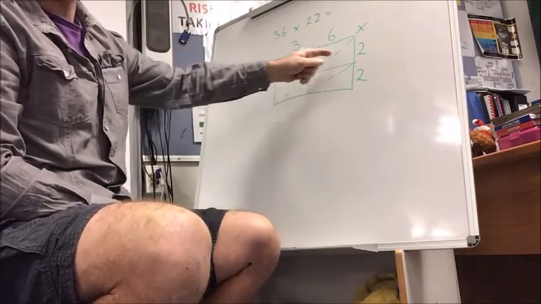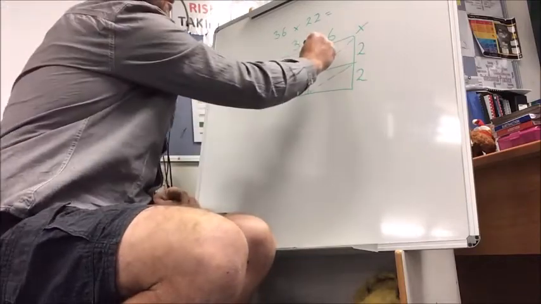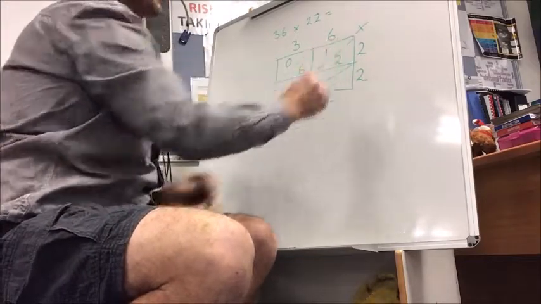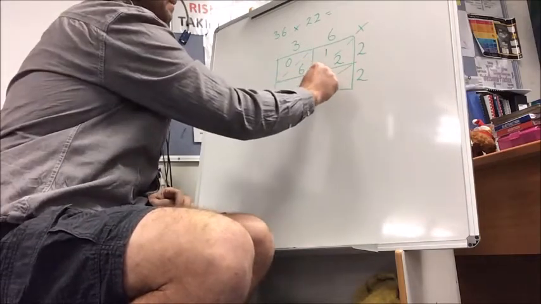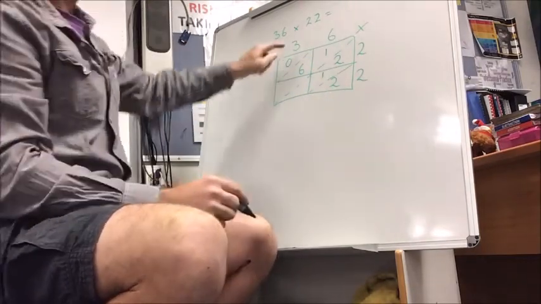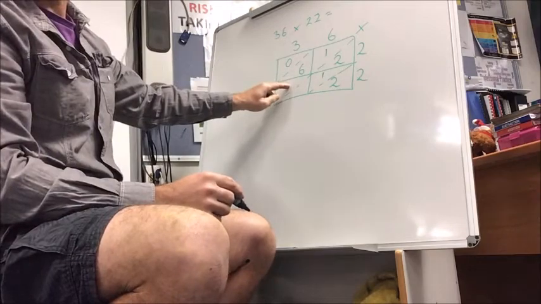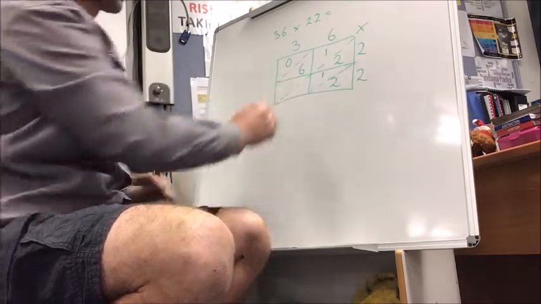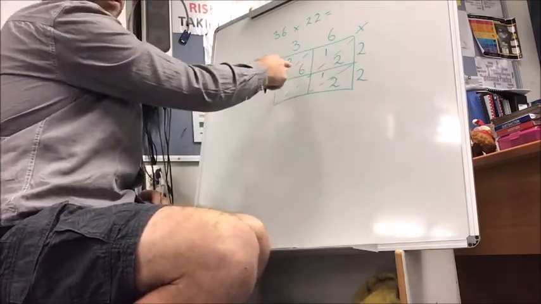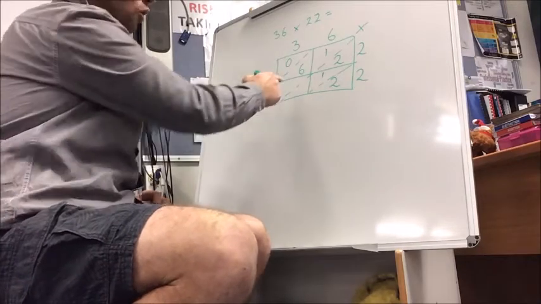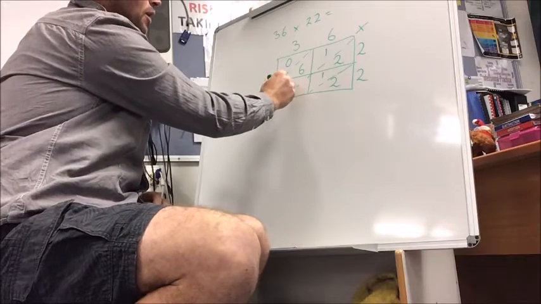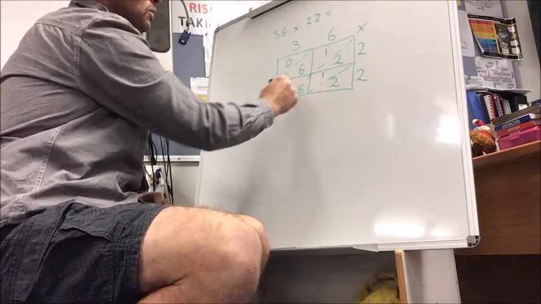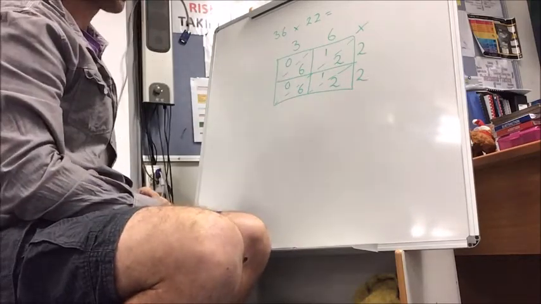Okay. And then we just go for a walk again. 6 meets 2 in this box. So we've got 12. 6 meets 2 in this box again. So we've got 12 again. And 3 meets 2 in this box because they go for a walk. So it's the same as up here. Okay. The top half of that box is a tens column. So there are no tens, and we've got 6 ones or units.